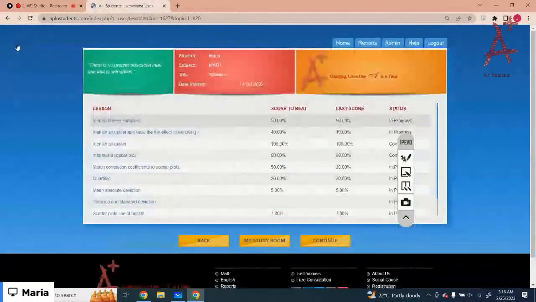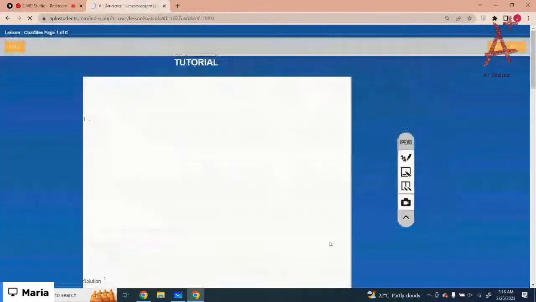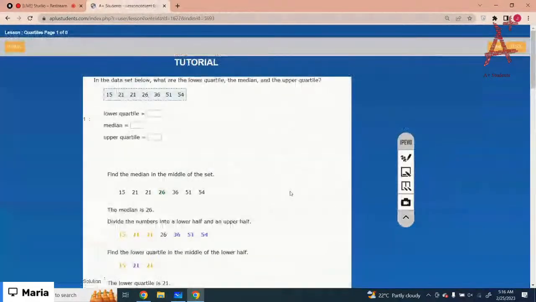The next topic is quartiles. Let's just learn what the quartiles in the data are. Okay, let's start with an example. In the data set below, what are the lower quartile, the median, and the upper quartile? You have to arrange the data from least to greatest. Like for the given one, the data is already arranged. 15 is the least one and 54 is the greatest one. If the data is not arranged, you have to arrange them from least to greatest.